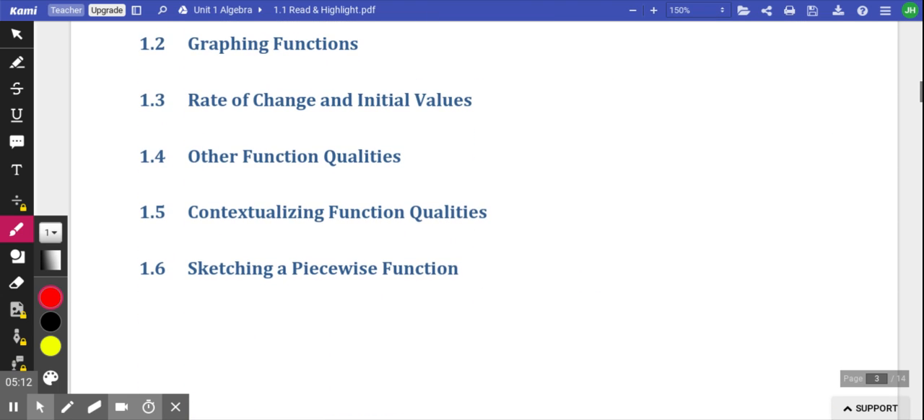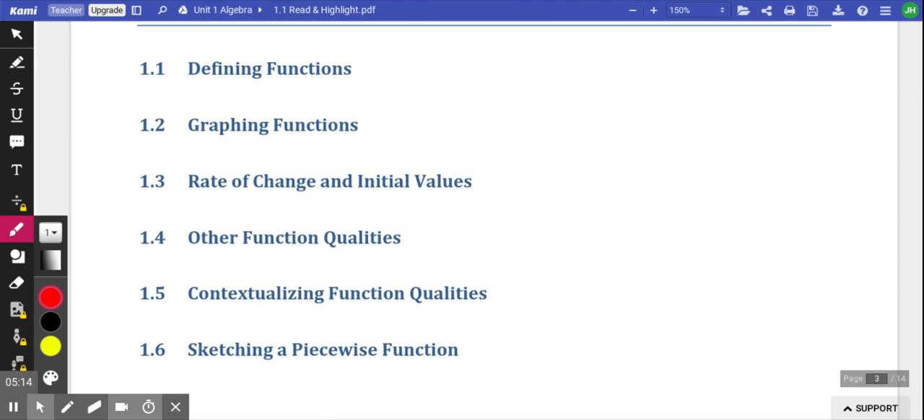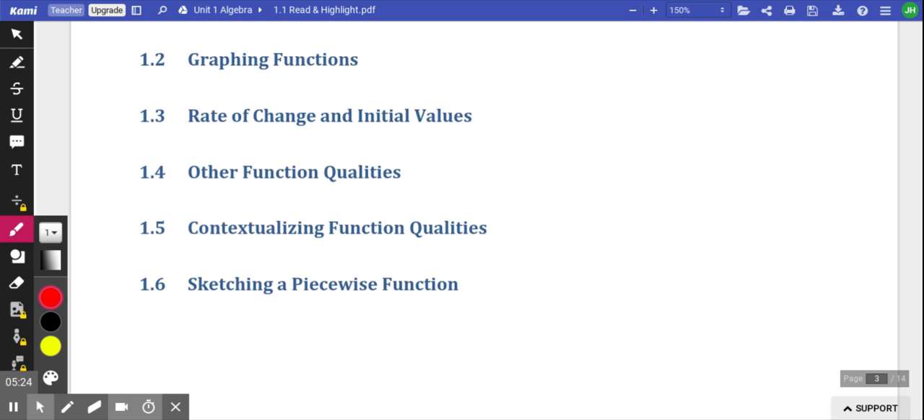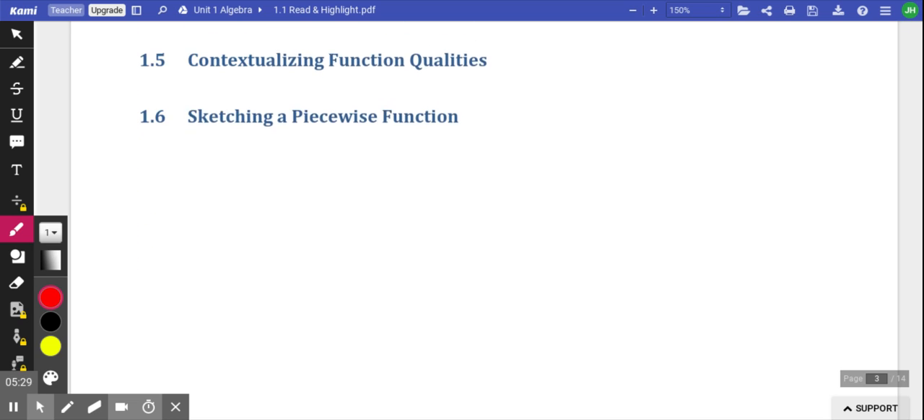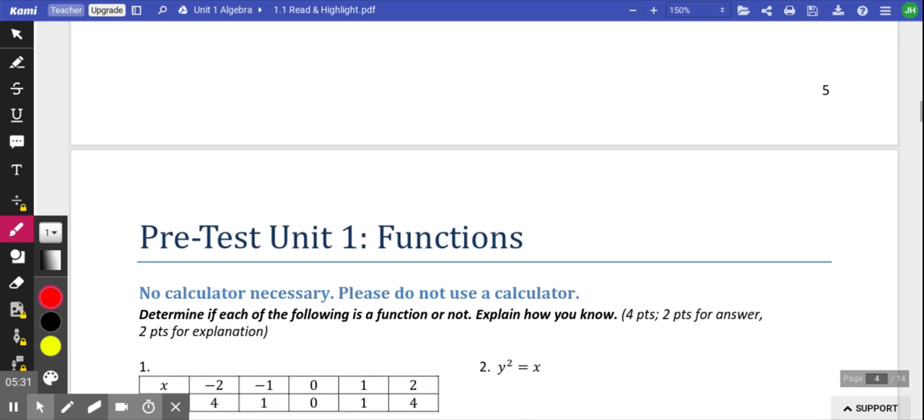Moving on down, this is the 6 sections in Unit 1. We're going to be talking about functions, defining functions. We're going to tell you what functions are. We're going to graph functions. We're going to find rate of change, initial values, and other function qualities. We're going to contextualize, and we're going to talk about sketching piecewise functions. So that's what we're doing in this first unit.